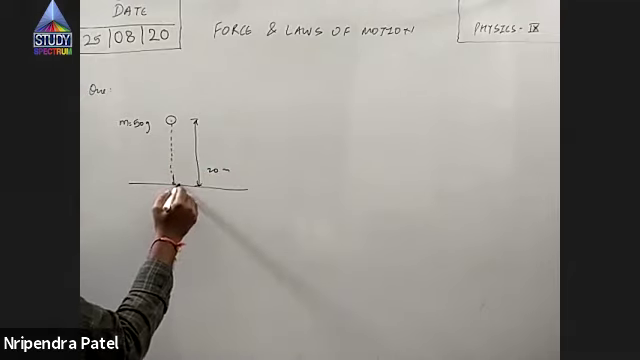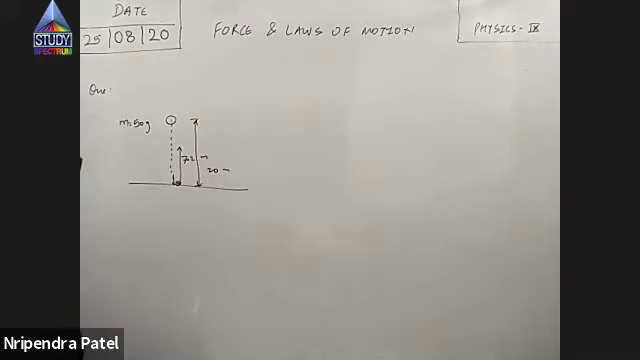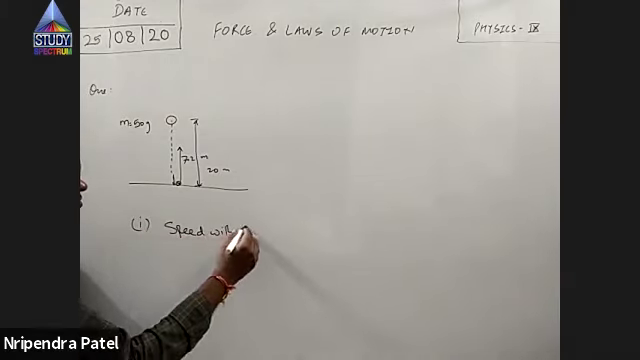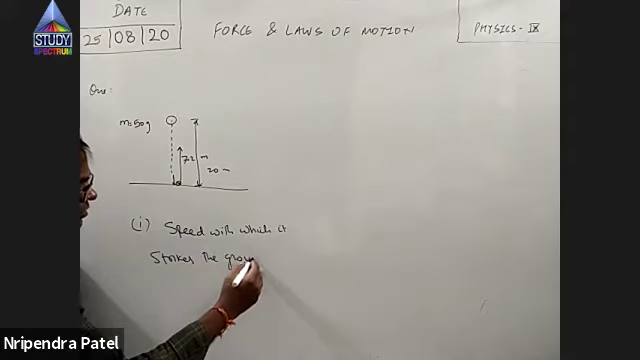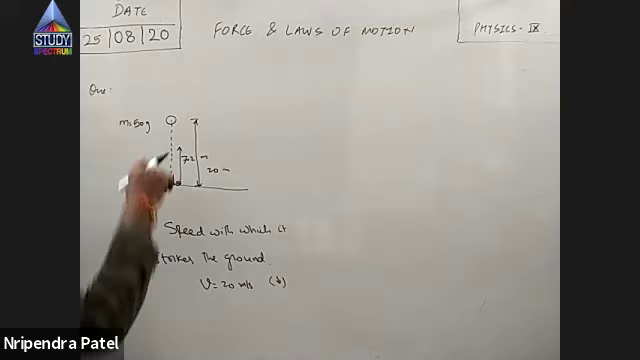After collision, it bounces back to a height of 7.2 meter. The first part was to find the velocity, the speed with which it strikes the ground. So our answer was 20 meter per second acting downwards, moving downwards.